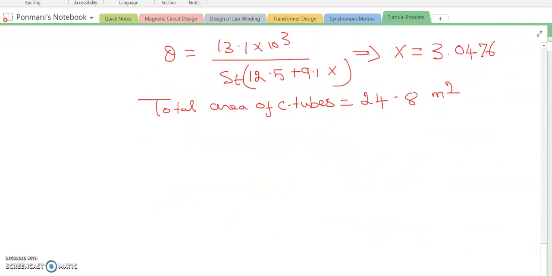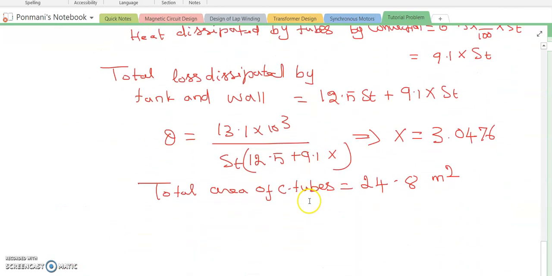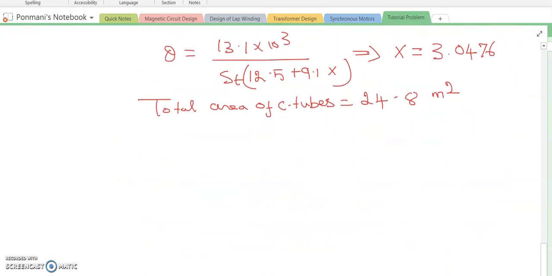So number of cooling tubes is total area divided by the area of each tube. The dimension of each tube is given: the length of each tube is 1 meter, and the diameter of the tube is 50 mm. So 1 meter by 50 mm is the dimension, that is the area of one tube. It is a cylindrical one.